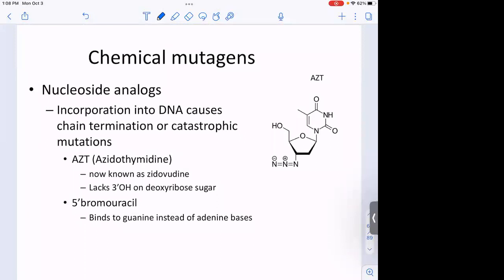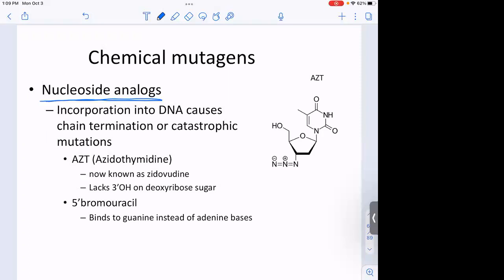What other things cause mutations? Well, there are a lot of different chemicals that can cause mutations. I want to draw your attention to a particular kind because we're going to talk about this later in terms of some drugs to treat viral infections. But there's a class of chemicals that we refer to as nucleoside analogs. So remember, a nucleotide is the deoxyribose and the base and the phosphate. A nucleoside is just deoxyribose and the base.